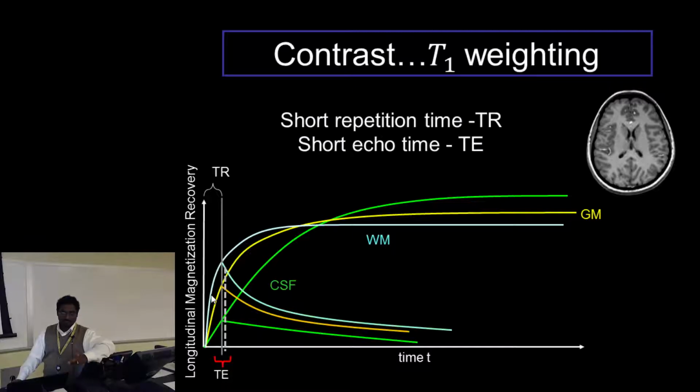So that is your condition for T1 weighting, which is basically short TR and short TE. And short and long is pretty much relative. Like I said, it's relative to the tissue T1s and T2 stars or T2s. Okay.